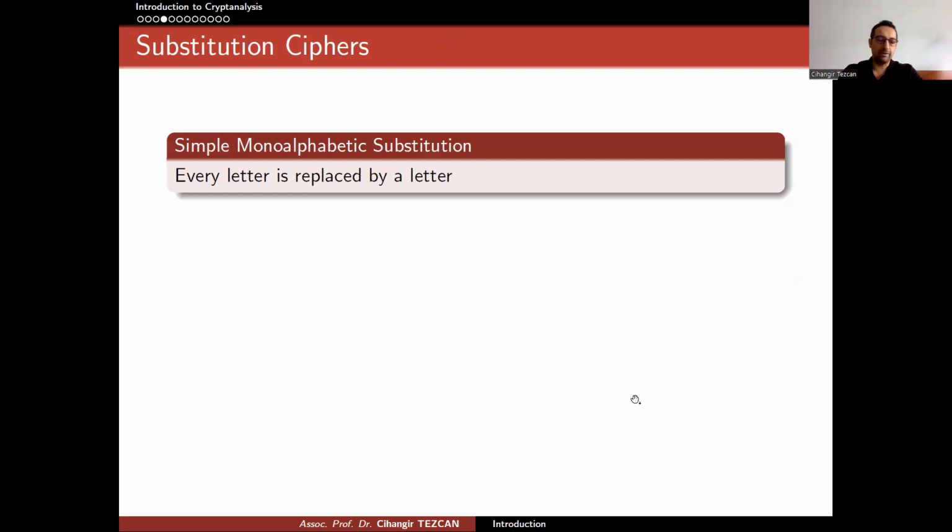So let's look at the historical examples where we use pen and paper methods. You can do very simple stuff like the scytale cipher and so on. I'm not going into that much detail, but let's look at a very nice example of an encryption. And this is actually used for a very long time. It is called simple monoalphabetic substitution. In this scenario, in the cipher or cryptosystem, every letter is replaced by a letter.